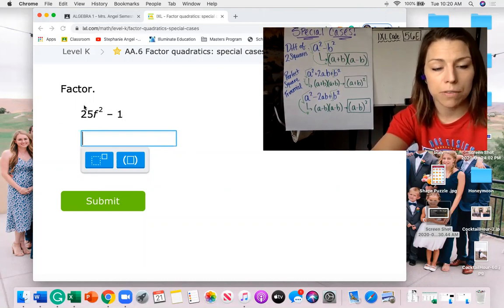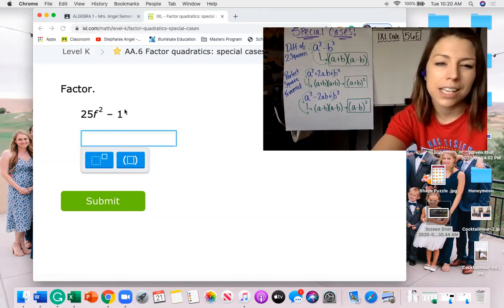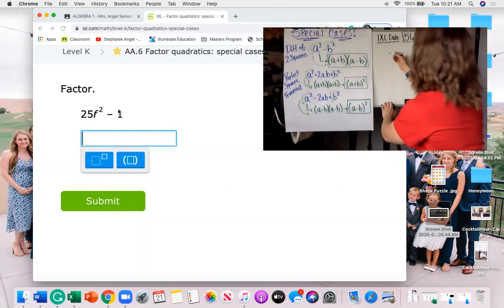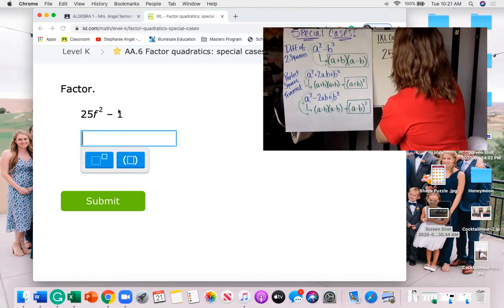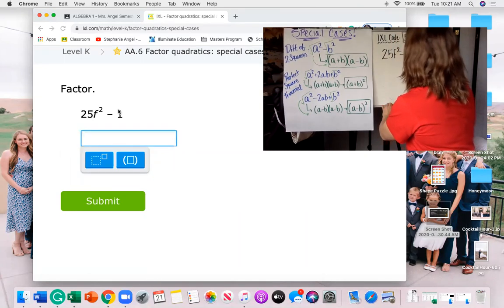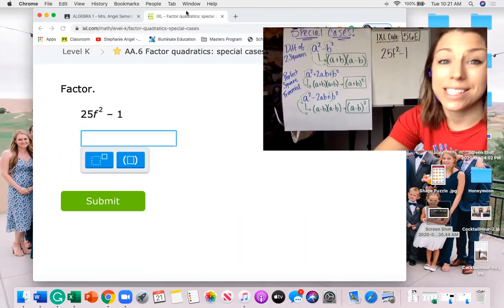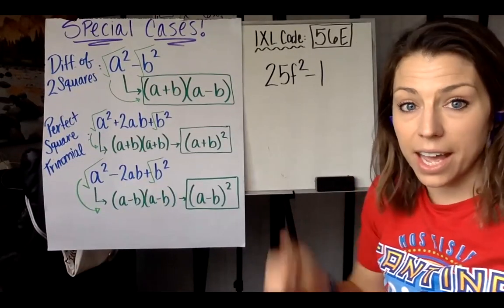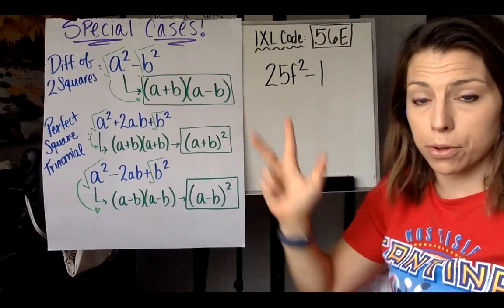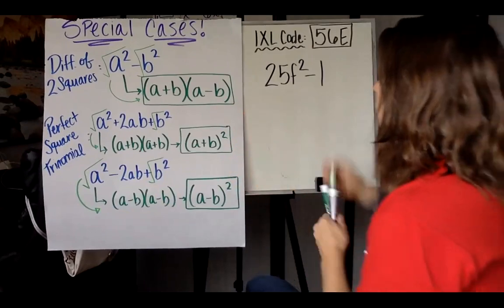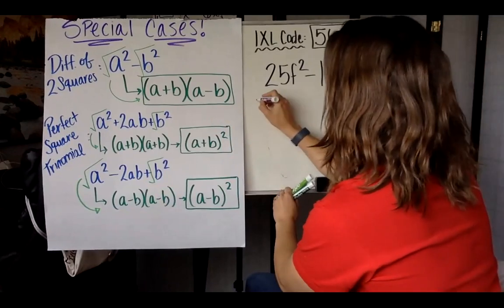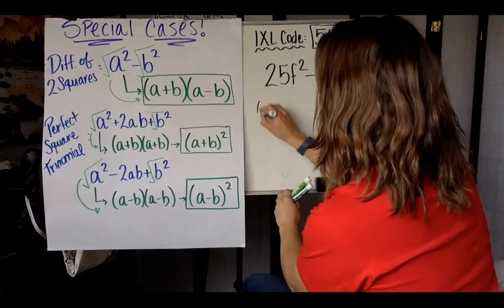Well, I know 25 is a perfect square because that's 5 times 5. And f squared is a perfect square because that's f times f. Is 1 a perfect square? Yeah, 1 times 1. So if I write this one down, 25f squared minus 1. This one's even easier to do than the perfect square trinomial because we already know that it is a difference, it has 2 terms, and both terms are perfect squares. So let's start by setting up our 2 binomials. We know our answer is going to be a product of 2 binomials.